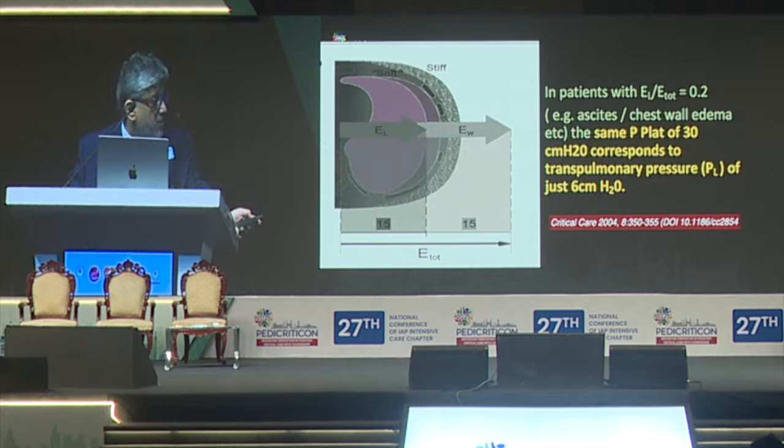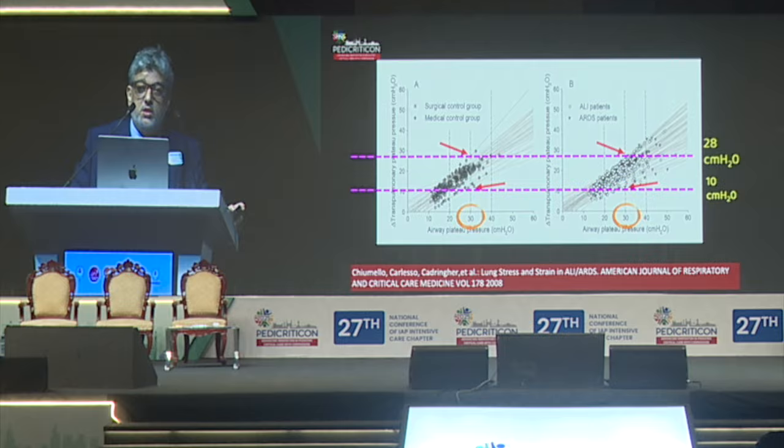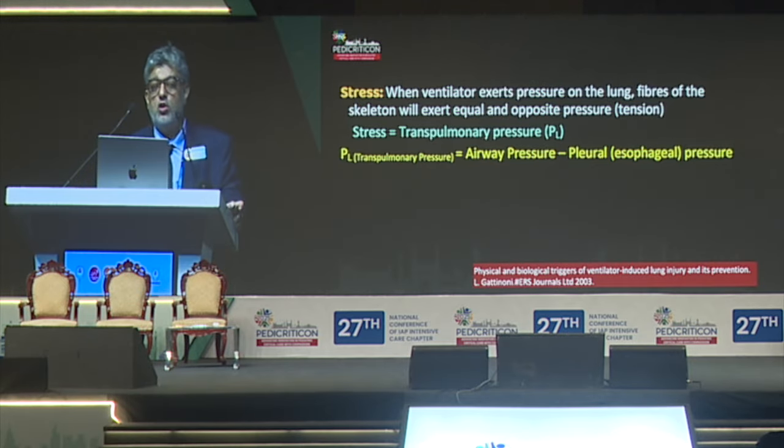While if you have a problem of poor chest wall elastance like obesity, ascites, or chest wall edema, and in that case you have a plateau pressure which is displayed on the ventilator screen as 30, only 15 will be used in opening the lungs and 15 will be wasted in taking care of the poor chest wall elastance. So what Chiumello et al. showed was that the plateau pressure displayed on the screen of the ventilator can be equal to a transpulmonary pressure of only 10, or it can be 28. So there can be so much variation. So this brings us to the concept of stress and strain.